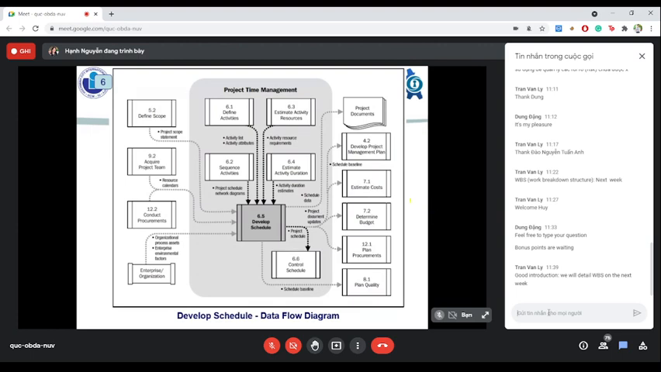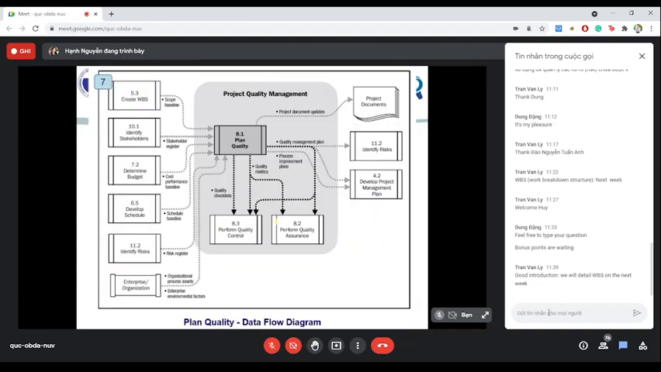Hi everyone, I'm Nam, and now I will be responsible for showing you some other parts of the planning process. Develop schedule is the process of analyzing activity sequences, durations, resource requirements, and schedule constraints to create a project schedule. The diagram looks so complicated, right? But take it easy. Step by step, you can easily see that there are 9 inputs and 4 outputs. Therefore, in the next slide, I want to explain more about the meaning of each process instead of reading these inputs and outputs that you can easily see by yourself, okay? The next slide is about plan quality.